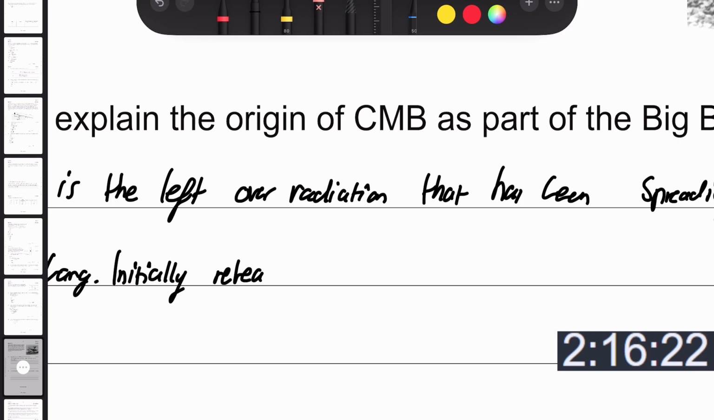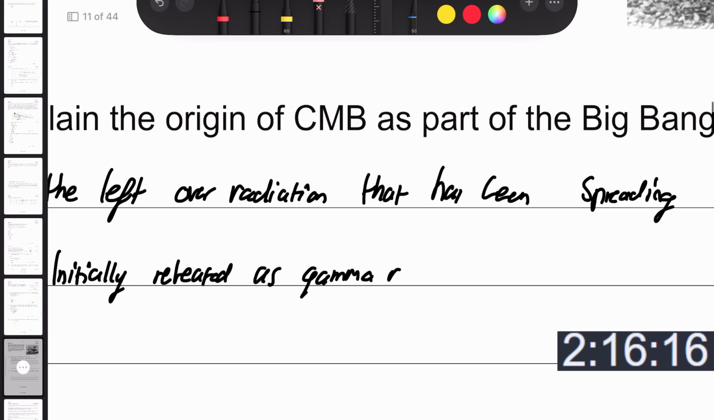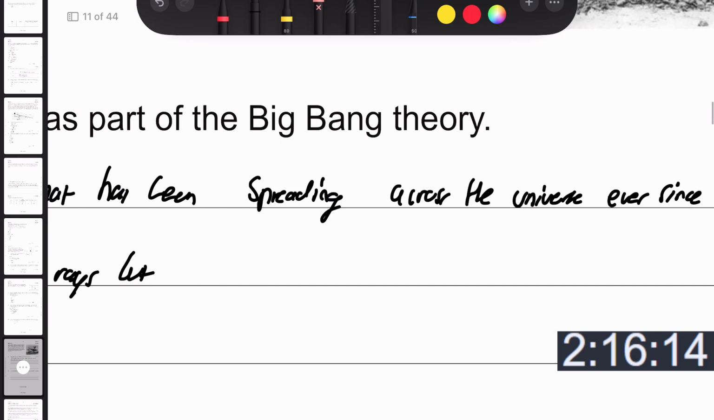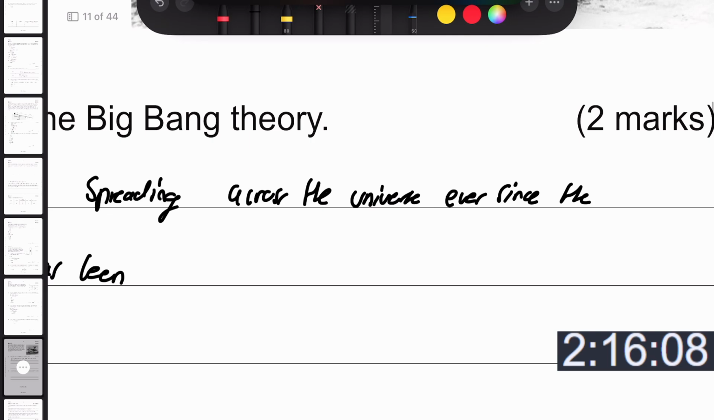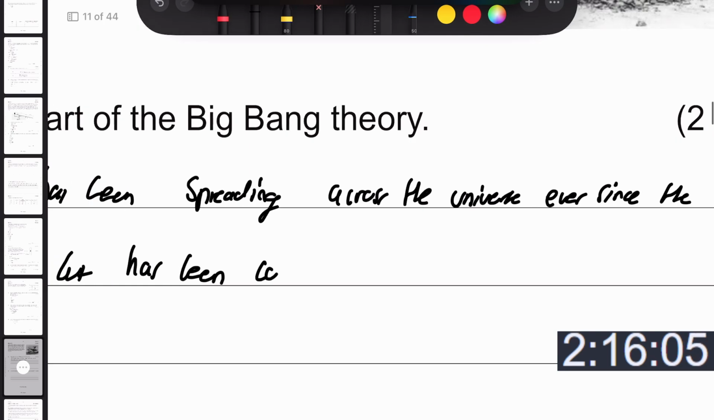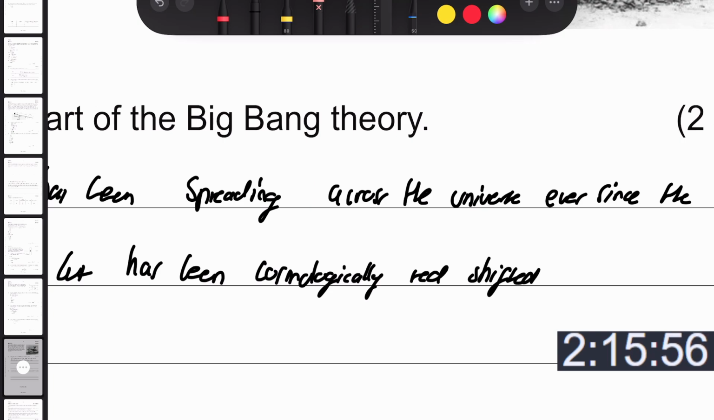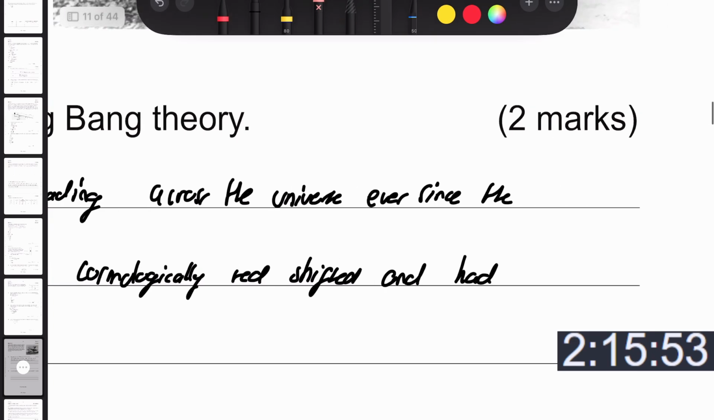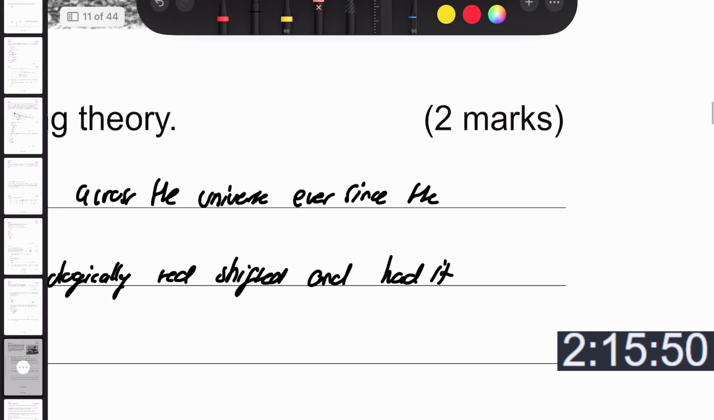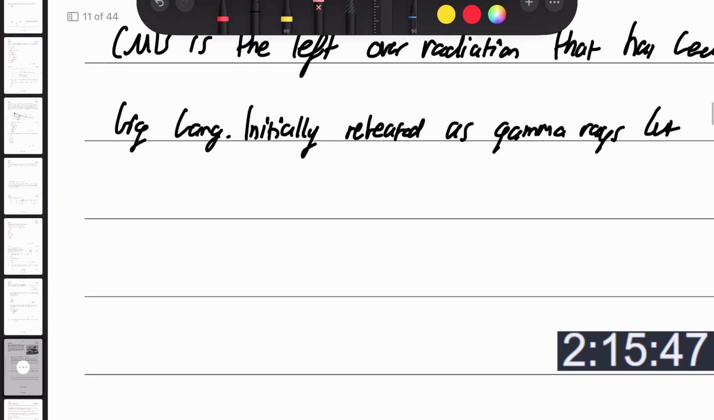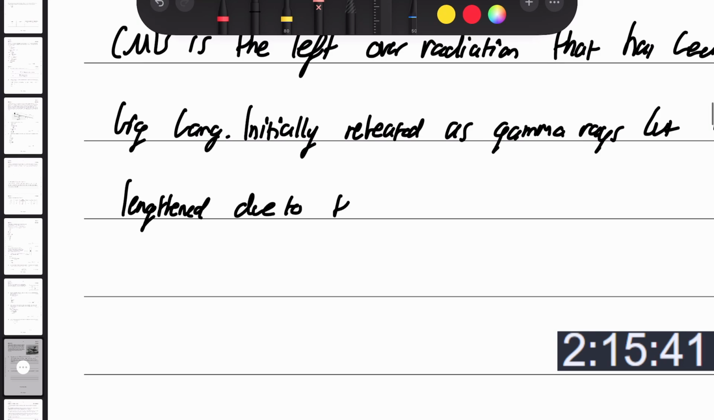Initially released as gamma rays, but have been cosmologically redshifted and expanded. Cosmologically redshifted and had its wavelength lengthened due to the expansion of the universe.